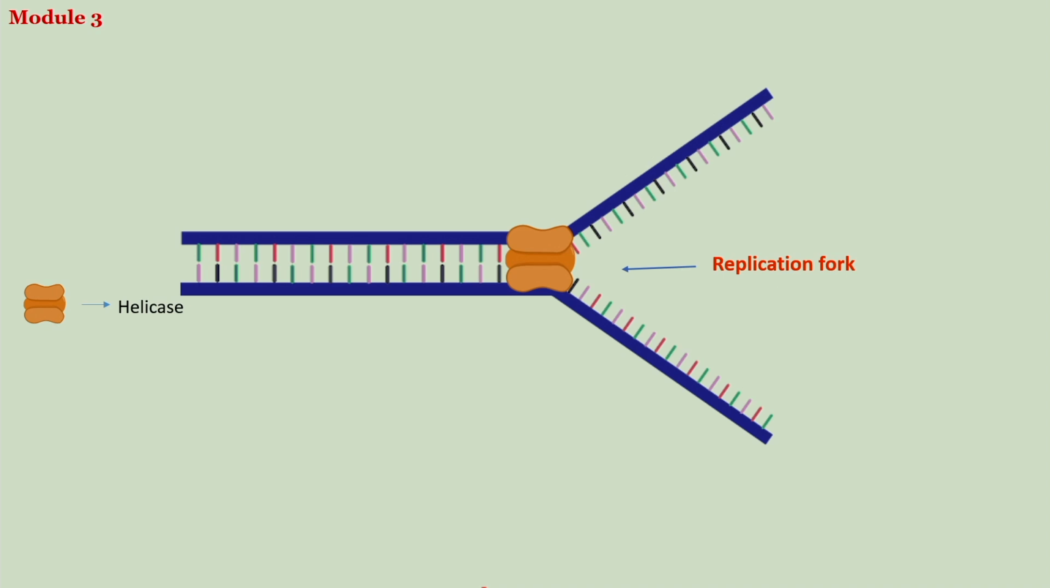This is known as the replication fork. And now, what may happen is that once they open up, they might again come closer to form the hybridized strand, because DNA hybridization is quite a strong binding property.